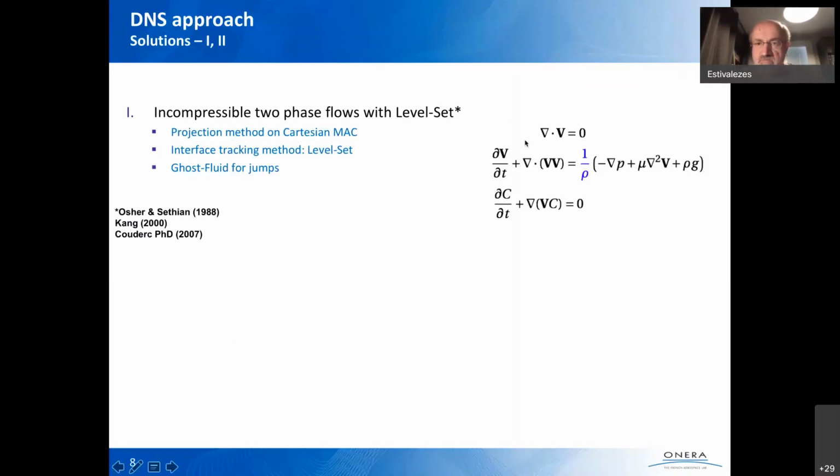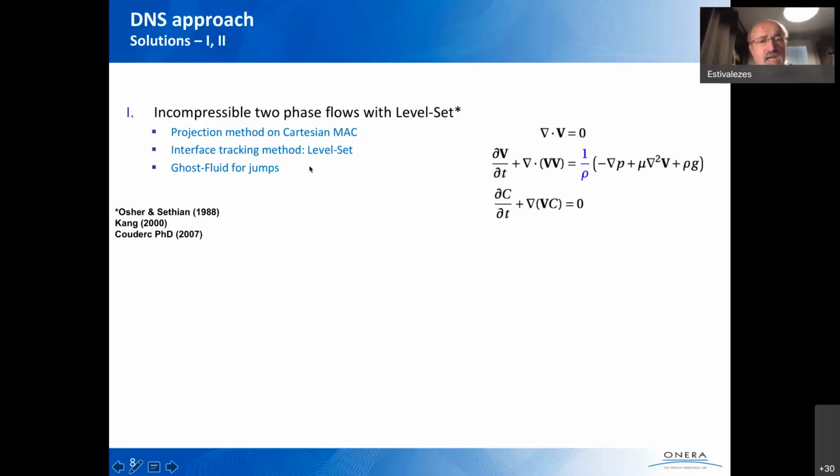So this is basically the equation we solved. This is the incompressible Navier-Stokes equation, written with a conservative force, and here is a function which is tagging the interface. We have mainly developed the interface tracking method based on the level set. The level set is a scalar function which represents the signed distance to the interface. So this is an implicit representation of the interface.